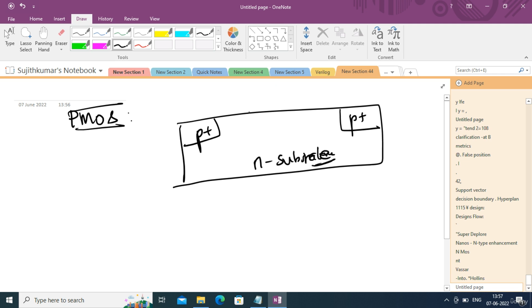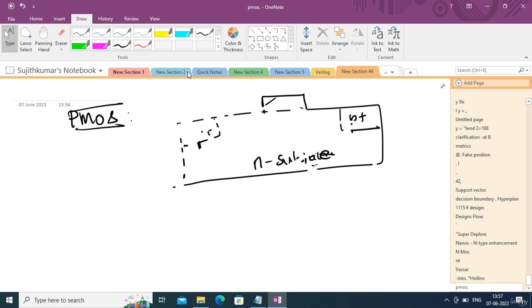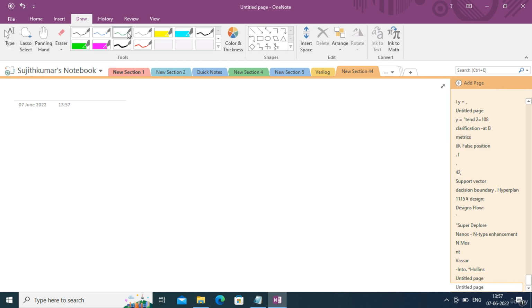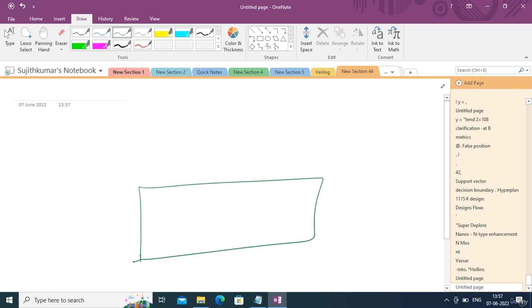right? And there is a gate here. Actually speaking, we should draw it in a neat manner, so let me draw it again. Okay, so this is a P plus region. This is nothing but the drain. There is another P plus called source, and the substrate is actually an N-type substrate. For a PMOS, you have to use N-type substrates because you have to attract the positive charges. For NMOS, you have to form a P-type substrate, right? And this is the gate terminal.